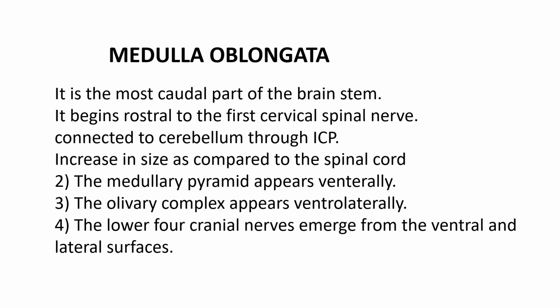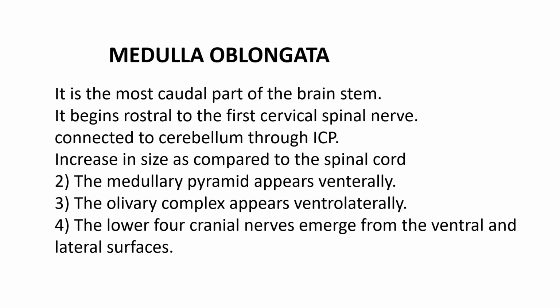Okay. Now we will talk about every part in the brainstem in detail. The first part from below is the medulla oblongata. The medulla oblongata is the most caudal part of the brainstem. It begins rostral to the first cervical spinal nerve, just above the first cervical segment of the spinal cord. It is connected to the cerebellum through the inferior cerebellar peduncle. It increases in size as compared to the spinal cord.